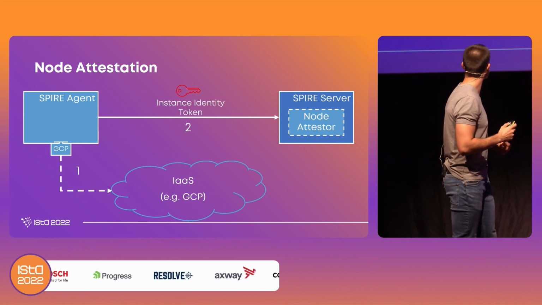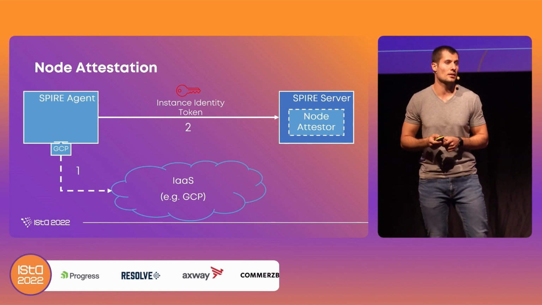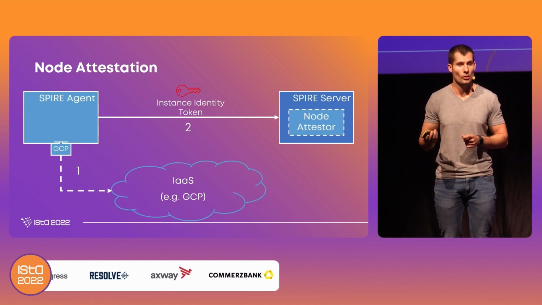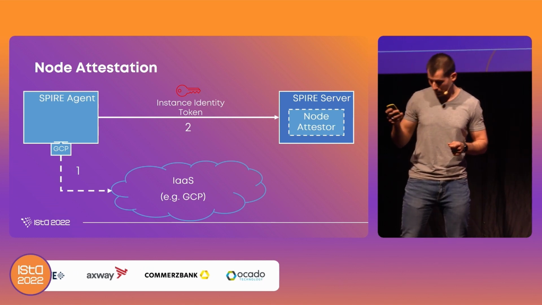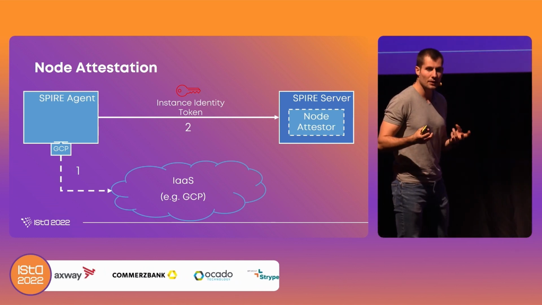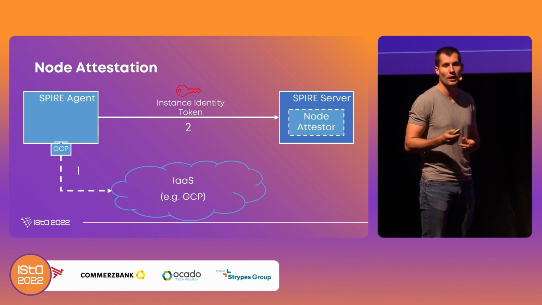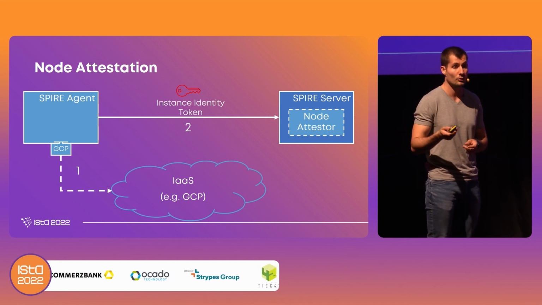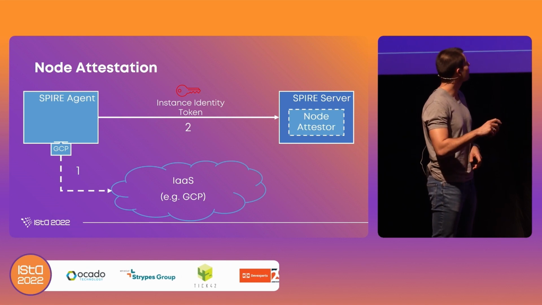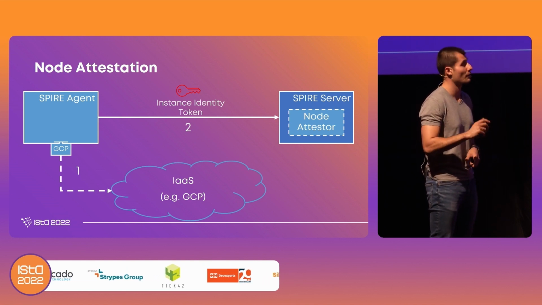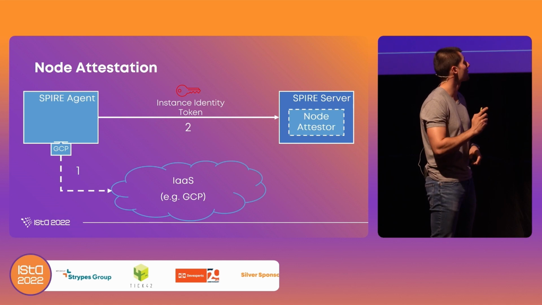So this is the agent starting and obtaining the instance identity token from the internal GCP metadata API. This token is something that is uniquely issued by Google to every single virtual machine that they own and that they have running in their data centers. And the SPIRE agent sends that over TLS to the SPIRE server. That's the first and second step.